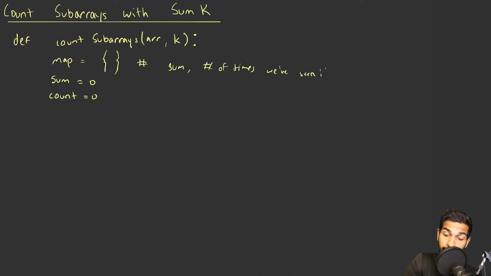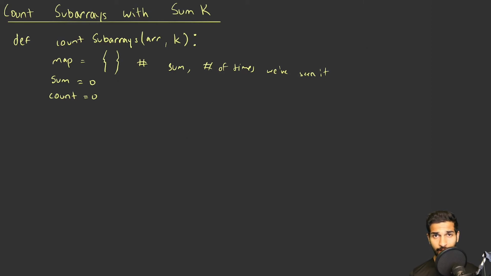And we'll update this map. Basically, we just want to make sure that we're keeping track of how many times we've seen a sum in the past, because let's say we've seen 20 5 times in the past and we get to a value that needs 20 to complete it to get to k. Well, we want to count all 5 of those previous subarrays, so we'll keep track of the successive ones. Then we have our map, our sum, and our count.